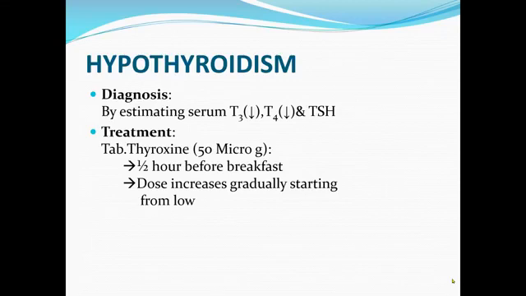Tablet thyroxine is the active form of thyroid gland secretion. That is, thyroxine is hormone therapy. If hypothyroidism, we can advise tablet thyroxine 50 microgram, half an hour before breakfast. The dose usually starts from a low dose, that is one tab, then gradually increases according to requirements and further follow-up.